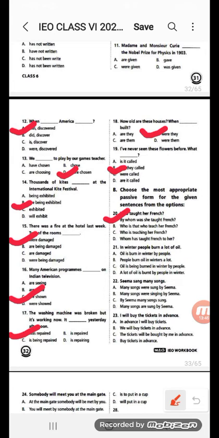Now number 21. In winter, people burn a lot of oil, and the correct answer will be, a lot of oil is burnt by people in winter. 22. Seema sang many songs, and the correct answer will be, many songs were sung by Seema. 23. I will buy the tickets in advance, and the correct answer will be, the tickets will be bought by me in advance.